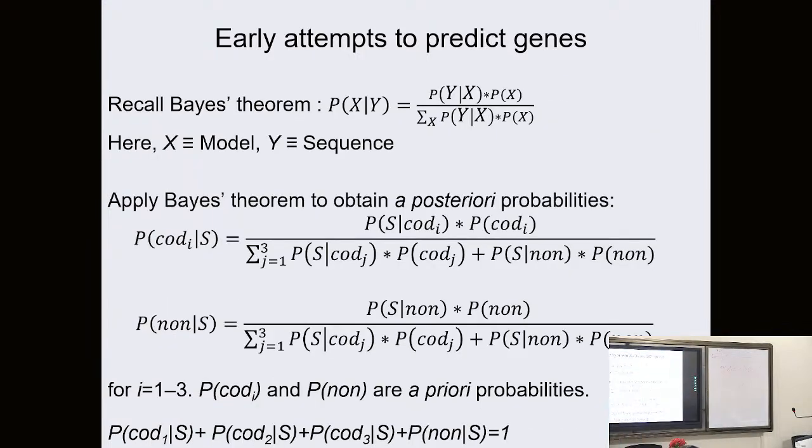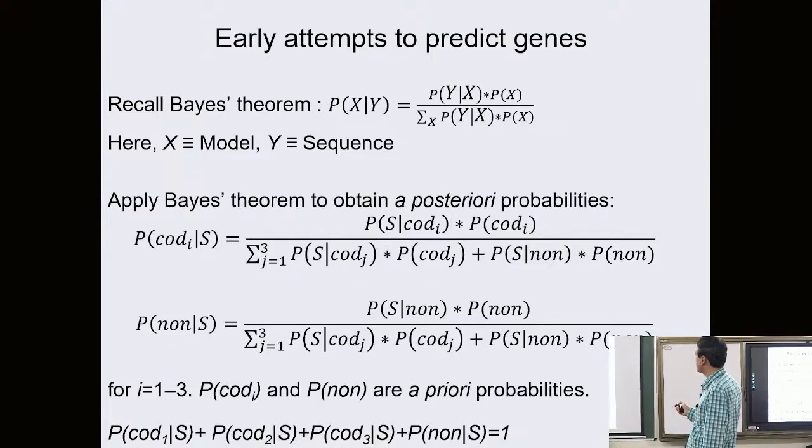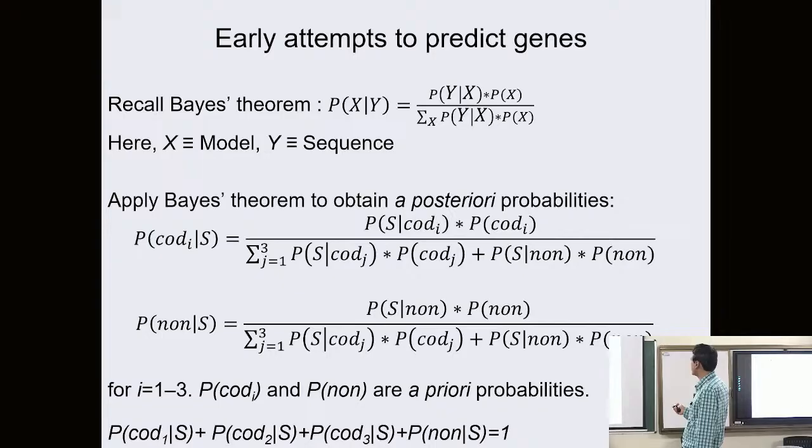So, Bayes theorem: probability of x given y is equal to probability of y given x multiplied by probability of x, divided by the sum over all x of probability of y given x multiplied by probability of x. Okay, Bayes theorem. What it does is compute the posterior probability of x given y.